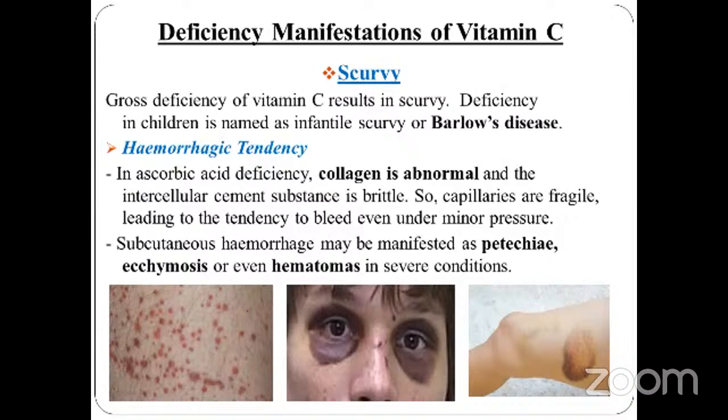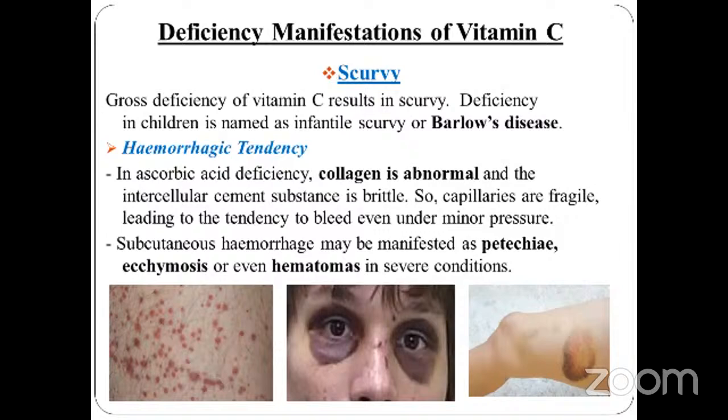Look at this first diagram. There are tiny red or purple colored spots, which are because of internal bleeding in the skin due to vitamin C deficiency. If red spots are there, we can say it is petechiae. Now ecchymosis: look at the second diagram, there is a bleeding just at the lower lid of the eye, so there is an eye ecchymosis. What do you mean by ecchymosis? Simply, it is an escape of blood into the tissues from ruptured blood vessels or blood capillaries. Whereas hematoma means a solid swelling of clotted blood in the tissues. Here there is a hematoma.